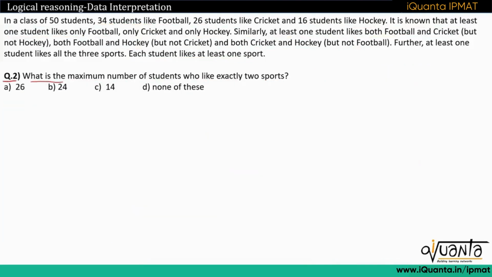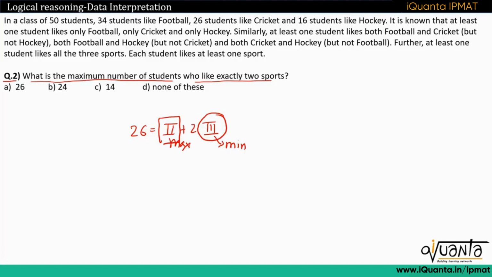In the second question we have: what is the maximum number of students who like exactly 2 sports? See, in the last question we had an equation that 26 equals exactly 2 plus 2 times exactly 3. In the last question we needed to maximize exactly 3. Now we have to maximize this exactly 2 over here. So that means we'll have to minimize exactly 3 now so that we can maximize exactly 2. So what can be the minimum value of exactly 3?